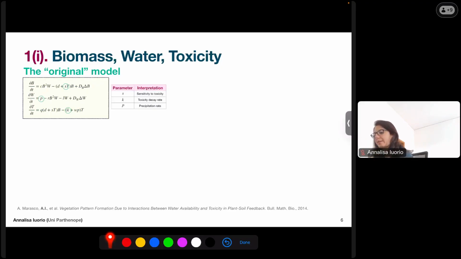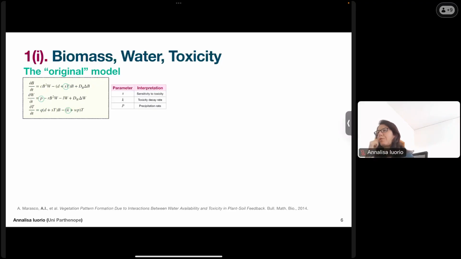And the idea is that you may see different types of parameters, but the main parameters that play a role in the analysis that we do are this parameter S, so how sensitive the species is to toxicity, K, which represents the toxicity decay rate, so how fast toxicity is removed from the system, and P, which is the classical precipitation rate that is assumed to be constant. So in this type of arid environment, you consider just the mean annual rainfall rate.